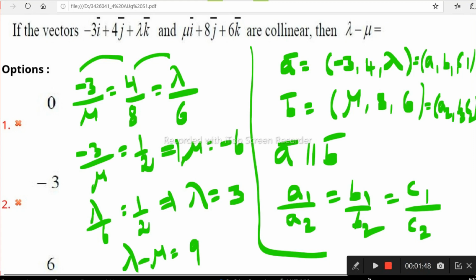It is asking for the lambda minus mu value here. Sometimes he may ask lambda mu, or maybe some product, anything he may ask according to the question, right? Now we'll look at the next option. Okay, what is that option? We'll see now.